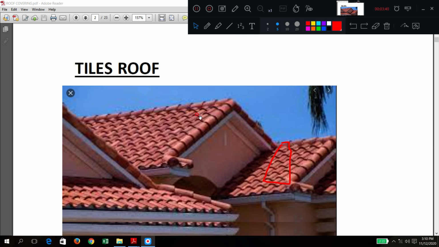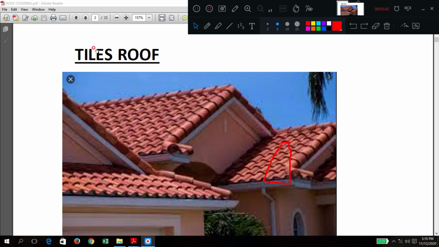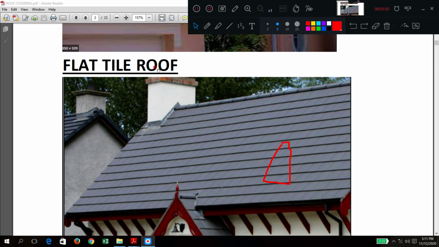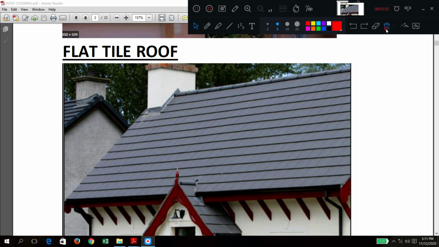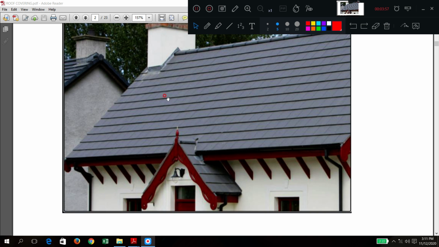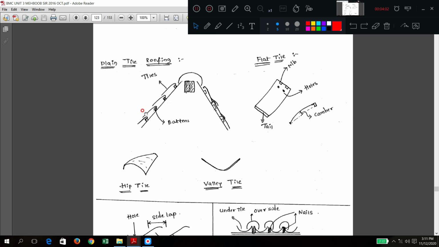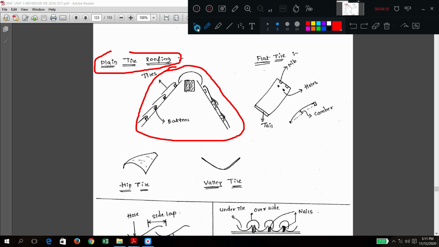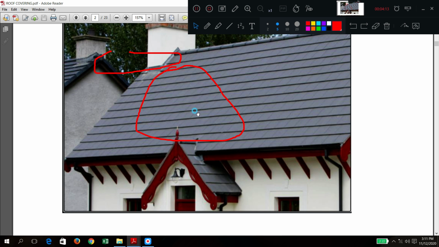Next we started the discussion on tiles. These are the manufactured tiles, and in tiles we have many types. Flat tile means there is no curvature on the surface. This is the photo for flat tile, which is directly fixed on the surface. Plain tile is nothing but flat tile only. This is the photograph for it, and in cross section it will appear like this.